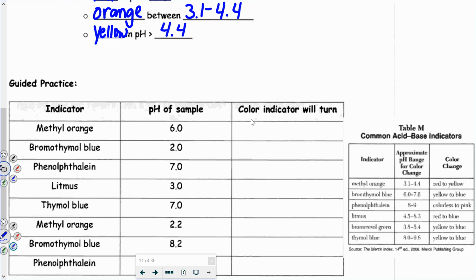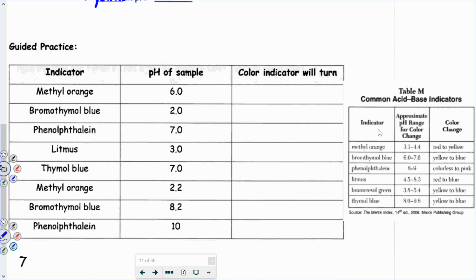So we're going to do a couple of practice problems on the bottom, applying table M. I took a snapshot of table M over here. Let's say we had methyl orange and our pH was 6, and we want to know what color it will be. Here's methyl orange. 6 is greater than the number on the right, so that means it's going to be the color on the right. So it would be yellow.